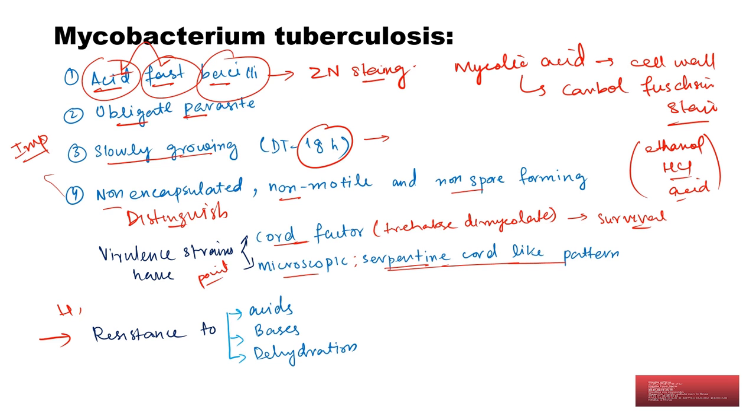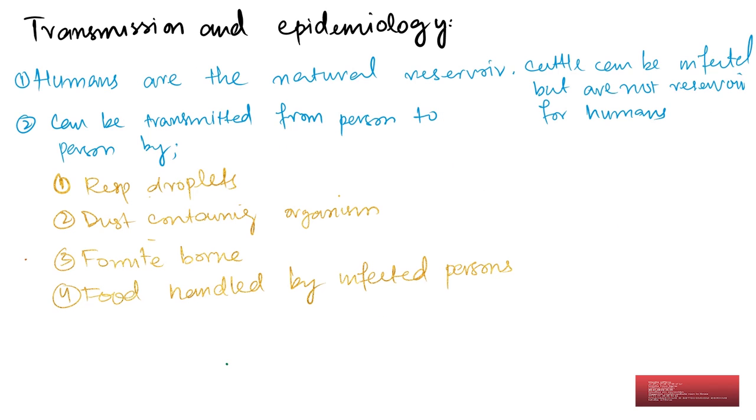Talking about its hardiness, they are one of the hardiest bacteria in microbiology. They are resistant to acids in the stomach. They can't be killed by the acids in the stomach. They are resistant to acid, and they are also resistant to dehydration. Now talking about its transmission and epidemiology, humans are the natural reservoir. Although cattle can be infected, they are not the reservoir for humans, i.e. they cannot transmit this bacterium to humans.